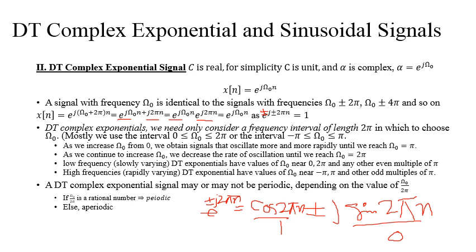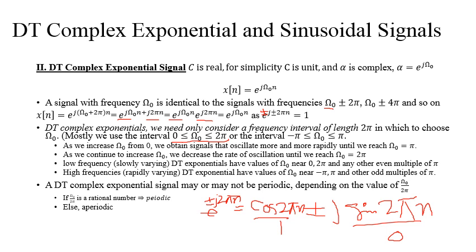So that means signals having frequency omega naught and those having frequency omega naught plus 2 pi are the same. So for the discrete time complex exponential, we need to consider a frequency interval of length 2 pi, and we choose the value of omega naught within it, right? This is the frequency interval for the discrete time signal. In other words, a discrete time signal's frequency is limited to 0 to 2 pi, or we can say from minus pi up to pi, right?